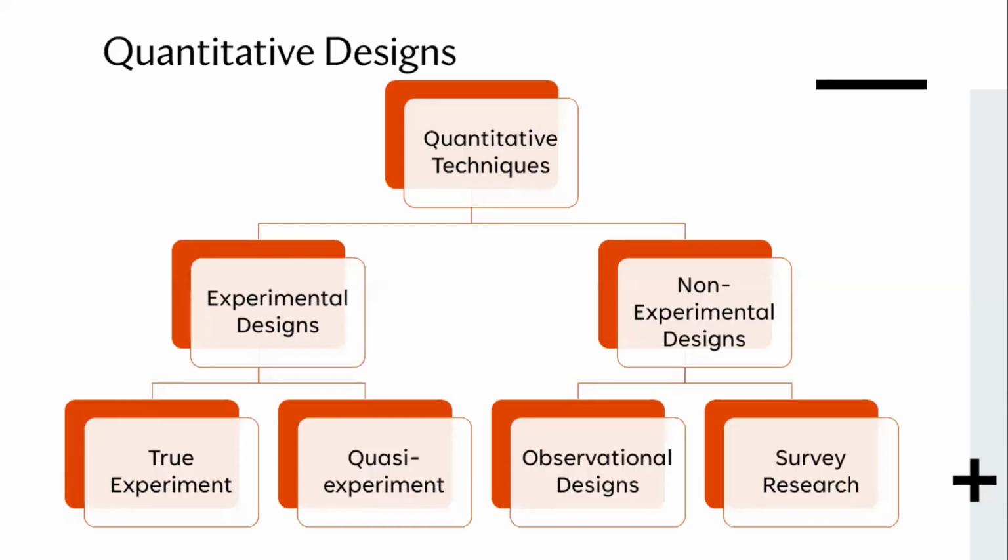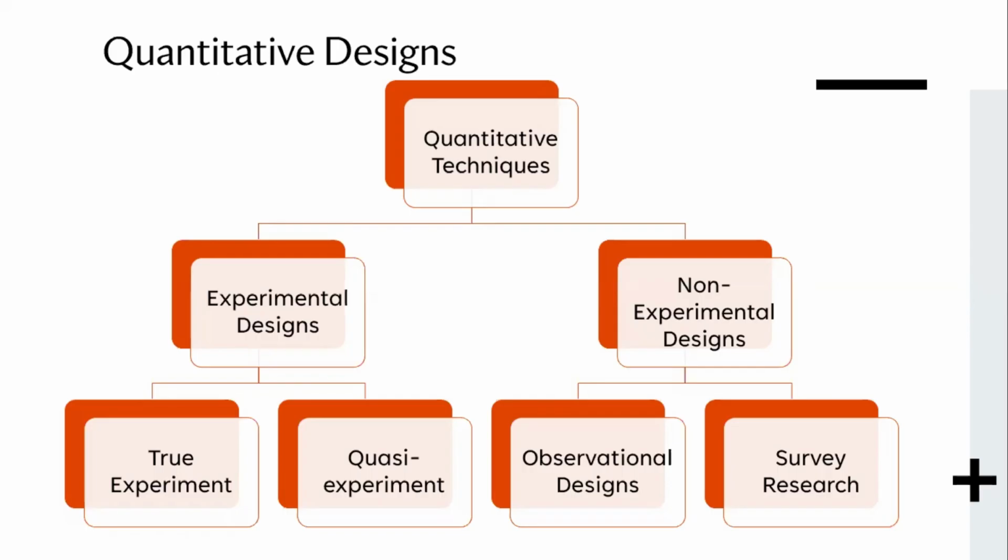So we have mainly two quantitative techniques or two quantitative designs. We have experimental designs and non-experimental designs. Under the experimental designs, we have different kinds of experimental designs. I'm showing two here, but when we move into the discussion, we'll discuss more than two. We have true experiment, quasi-experiment. We'll look at under what circumstances each of them is used.